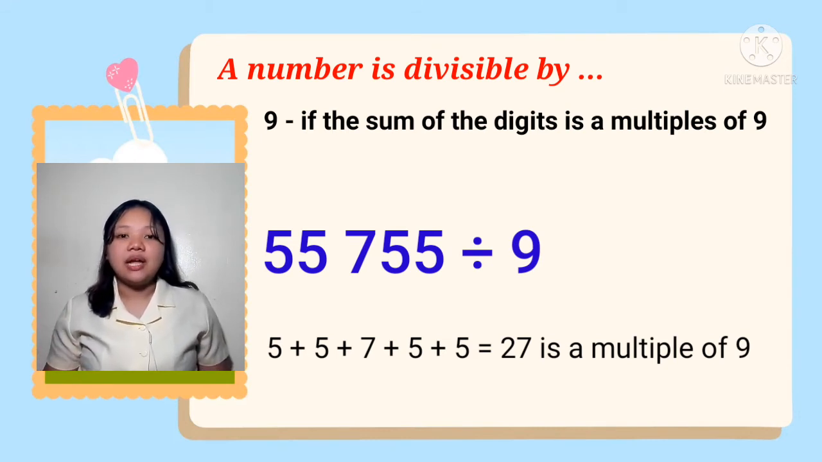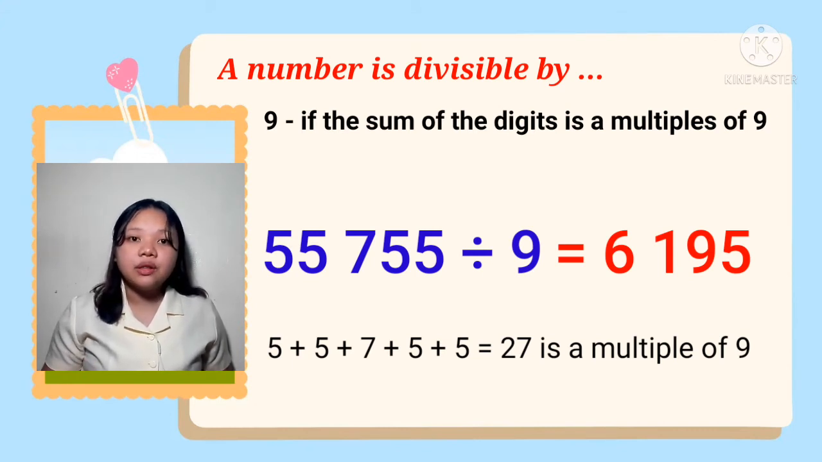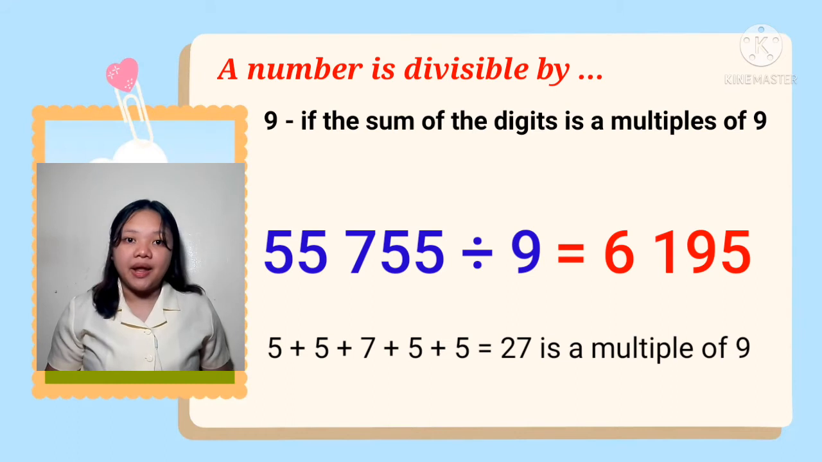So let's check. 55,755 divided by 9 is equal to 6,195, and it is a whole number. Therefore, it is divisible by 9.